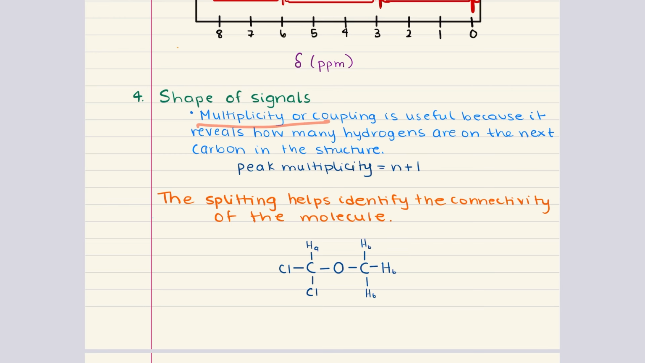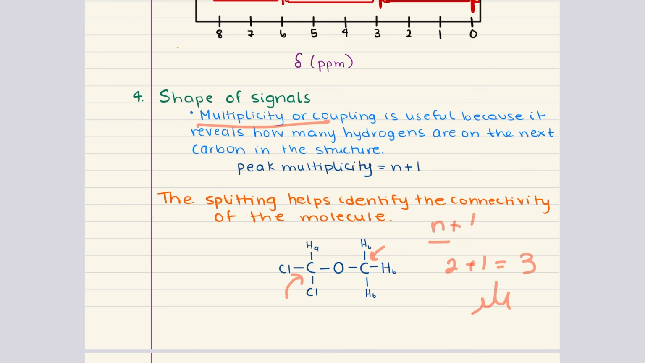Coupling occurs when protons on one carbon are close enough to interact with protons on a neighboring carbon. These interactions cause the NMR signal to split into smaller peaks. The pattern and the number of those peaks follow a simple rule called the N plus 1 rule, where N is the number of equivalent neighboring protons. So for example, if a proton has 2 neighboring hydrogens, its signal will be 2 plus 1, which is equal to 3 peaks. The signal will be split into 3 peaks, which we call a triplet.